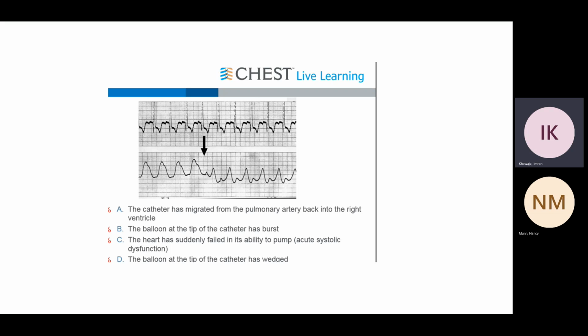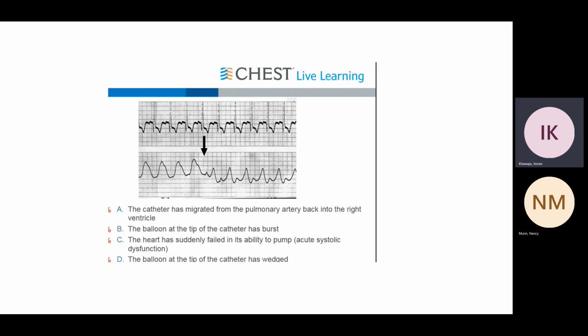This can be confused sometimes. If you get a large or tall V wave, you might think that you are still in the PA position, and you might keep advancing your catheter and end up very distal, and you can potentially rupture the pulmonary artery and cause massive hemorrhage. It's another complication I didn't mention, but it's a big complication which can be fatal.